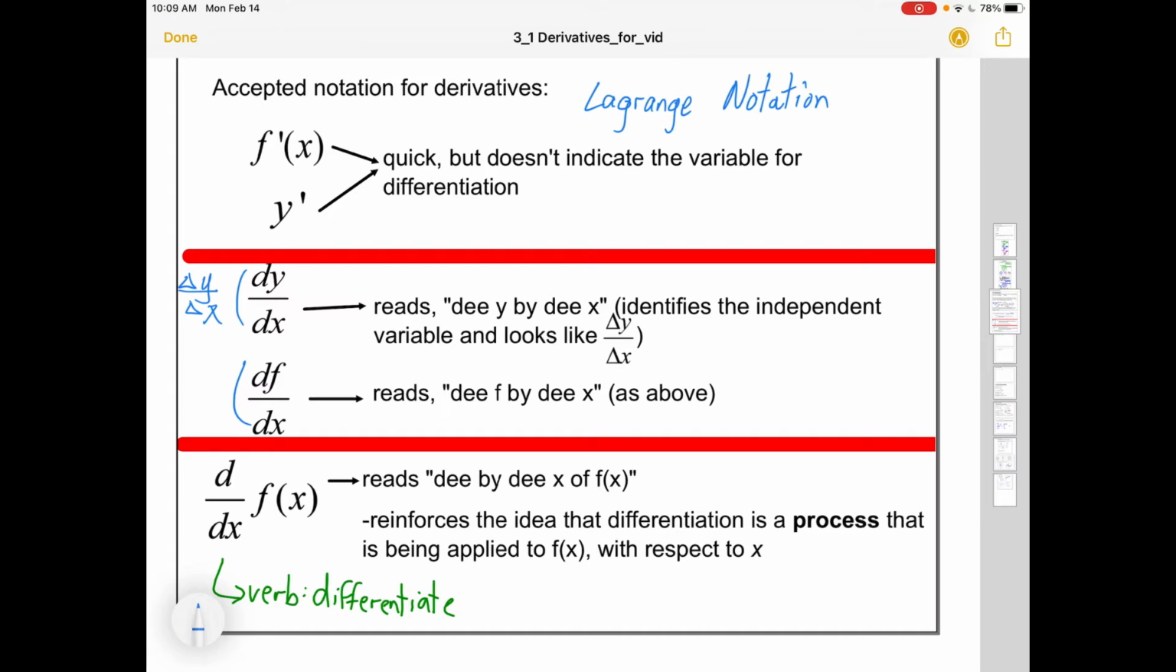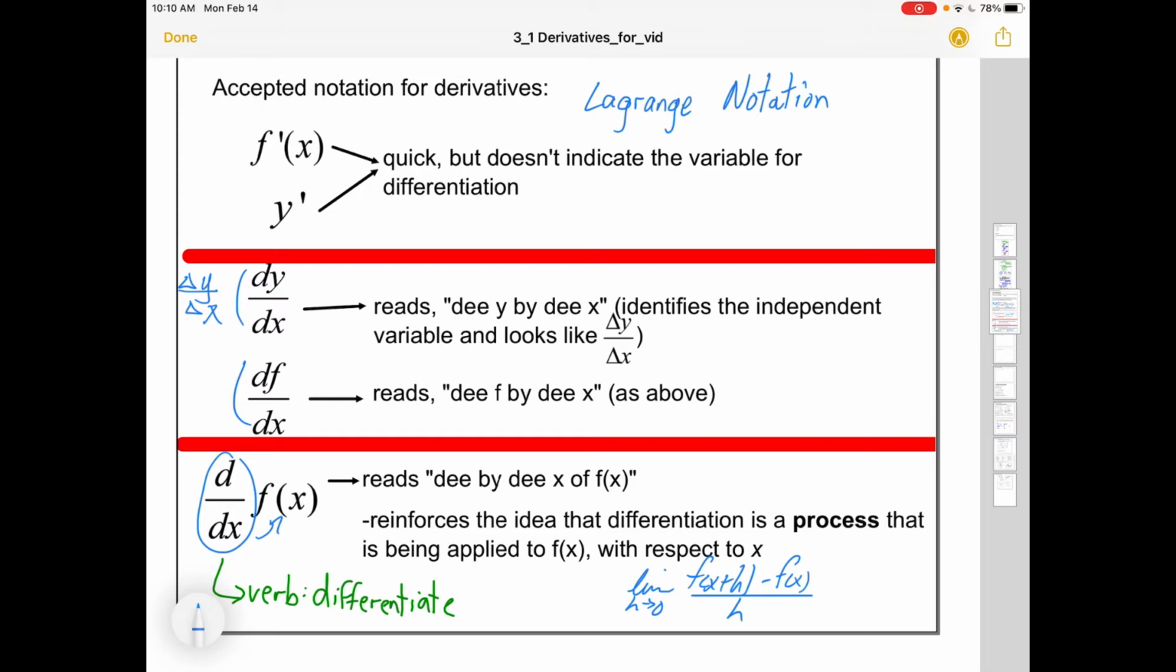And lastly, you might see it written as d by dx of f of x. What that means is that you're going to differentiate this. So when you see it as d by dx, it's a verb. And it reinforces the idea that differentiation is a process that's being applied to some function. Like we go through the whole limit as h goes to 0 of f of x plus h minus f of x all over h, at least for now. We may end up with some shortcuts later.